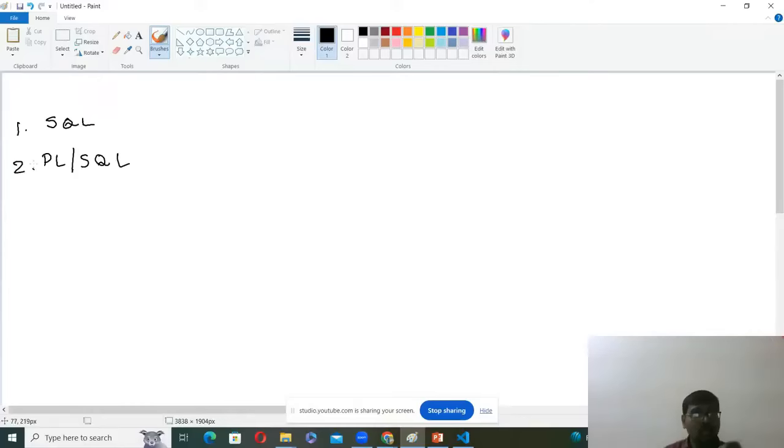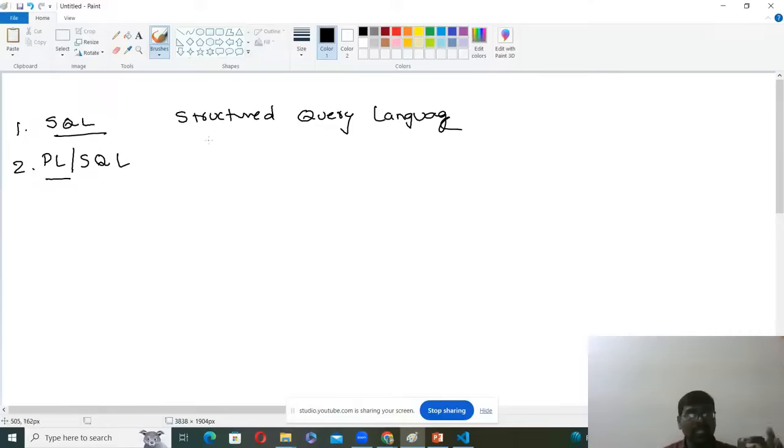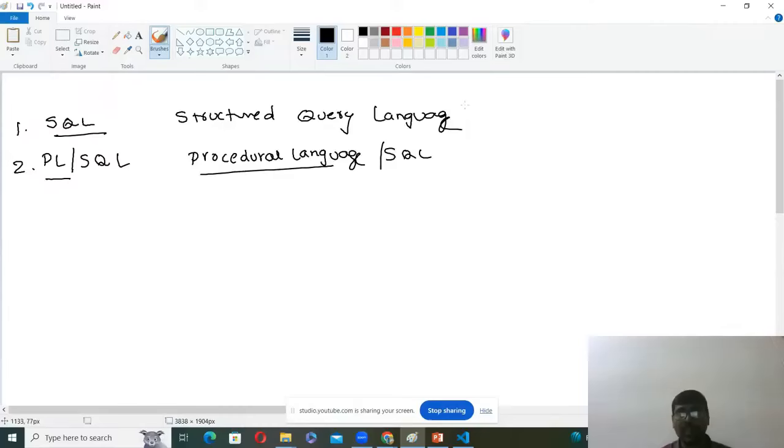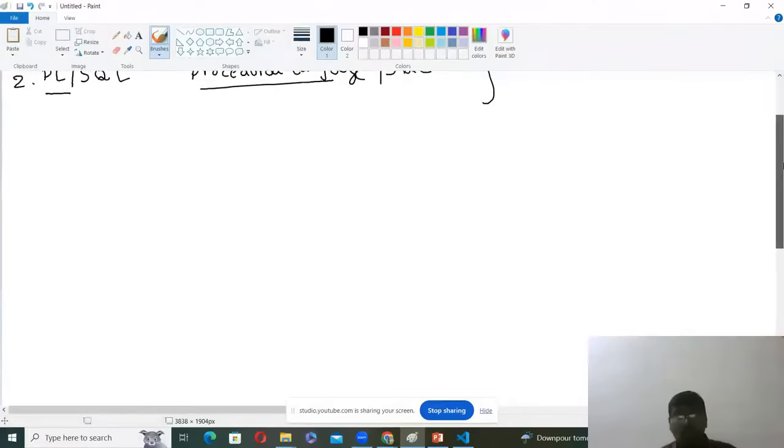What are these two? SQL, the full form is Structured Query Language. PLSQL, PL means procedural language SQL. It is also called a programming language. Actually, these two languages are available. Sir, what are these two languages? Why are these two languages required? Immediately, one question comes.